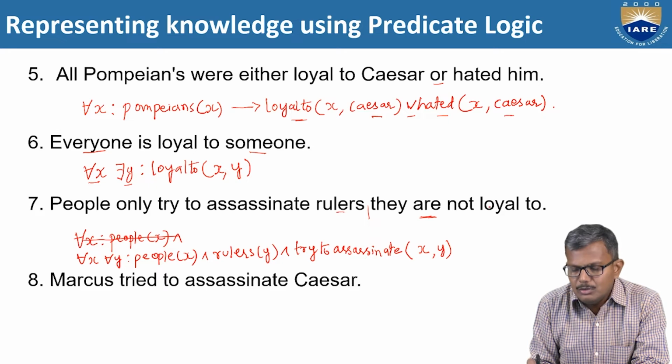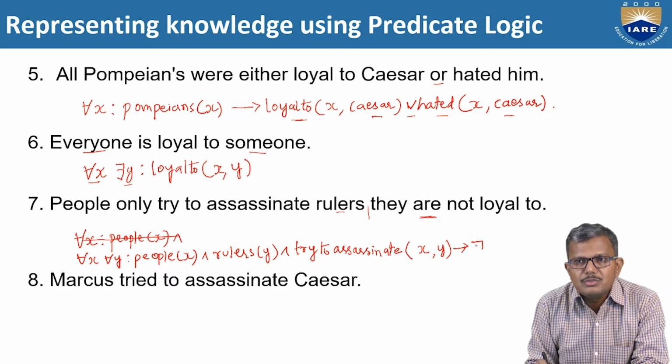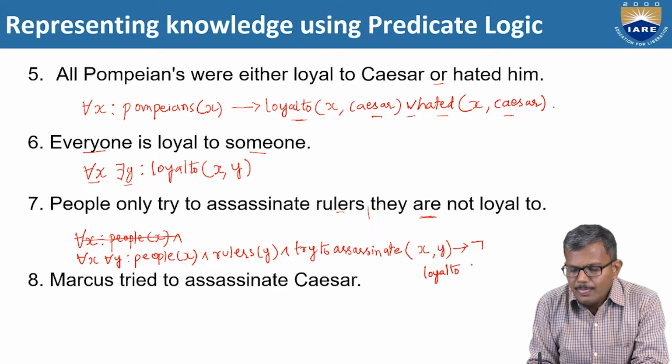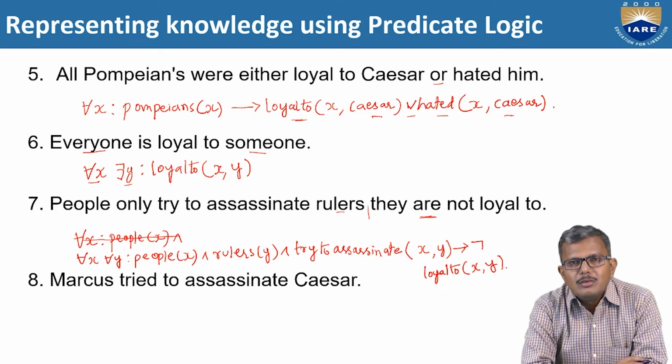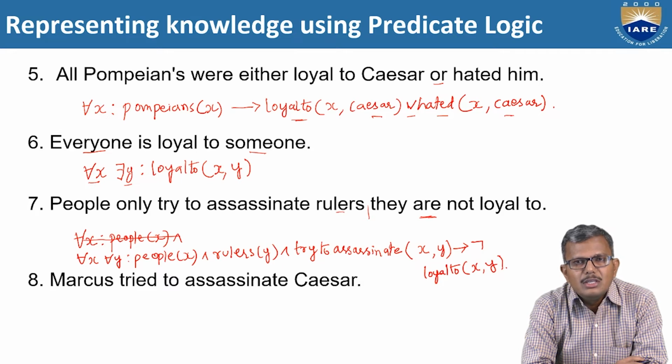Are not loyal to. So in that case, what is happening? Loyal to or not loyal to. When it is not loyal to, negation should be used. Not loyal to. Who is not loyal to whom? X means people are not loyal to the rulers Y. Like this you need to represent this sentence: people only try to assassinate rulers they are not loyal to.